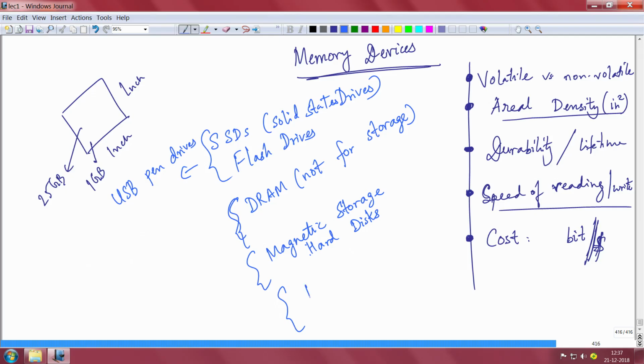Then other things are disks. Disks are like CDs and DVDs, which have become extinct already. Although we have seen their rise, they have also become extinct. Out of these, there may be other ones, SRAM and all.